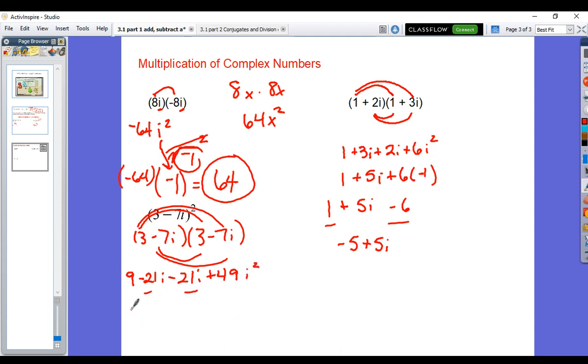Combine like terms, we got 9 minus 42i. And then remember, this becomes a negative 1. So you take negative 1 times 49, becomes a negative 49. And then we combine like terms one more time right here. So 9 minus 49 gives us negative 40 minus 42i.